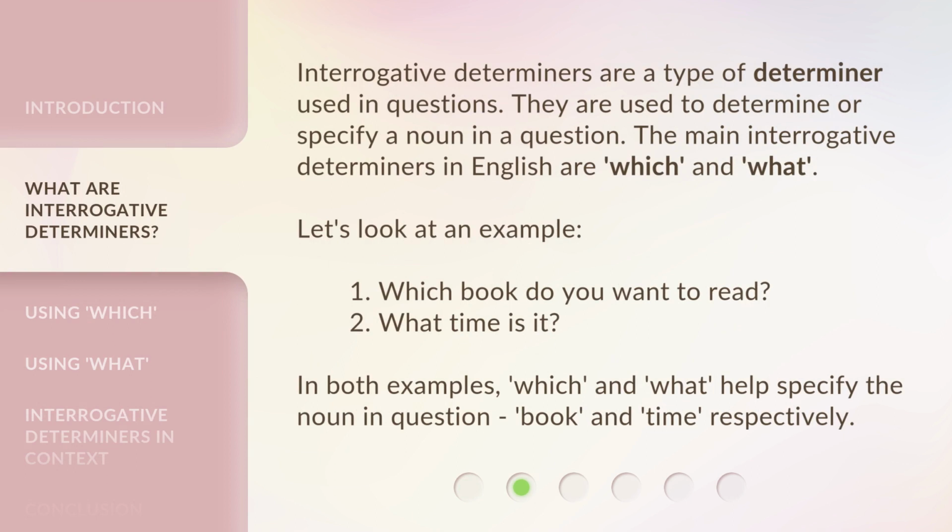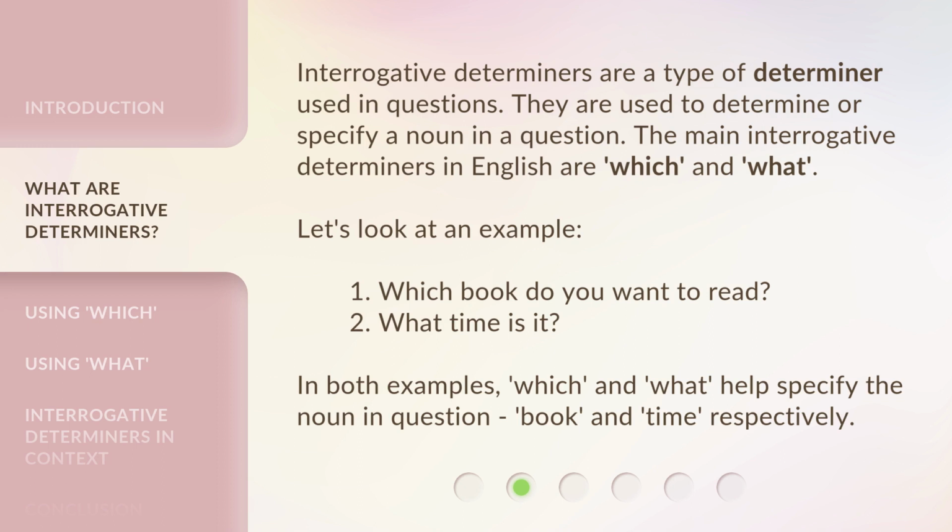Interrogative determiners are a type of determiner used in questions. They are used to determine or specify a noun in a question. The main interrogative determiners in English are which and what.